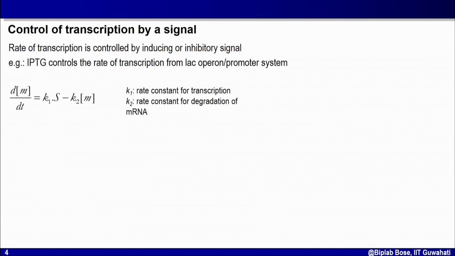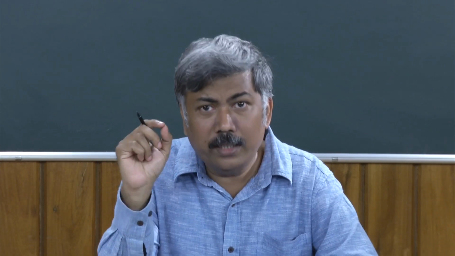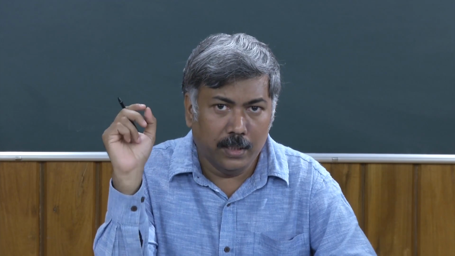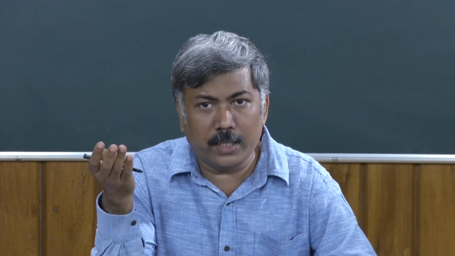I will start with writing the ODE for the mRNA. Now, mRNA concentration is controlled by transcription and degradation of the mRNA. Transcription is again controlled by the signal, which may be itself a transcription factor or a molecule which goes and activates a transcription factor. So that transcription factor or inducing signal will control the rate of synthesis of the mRNA.